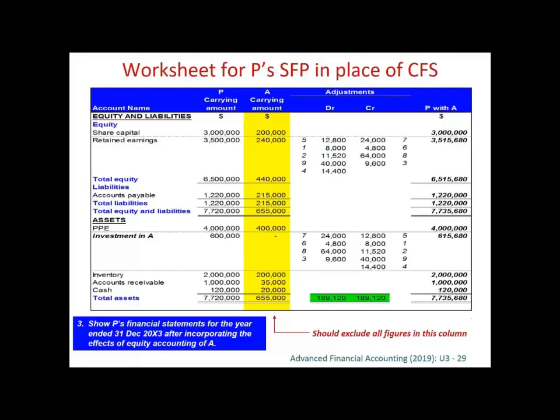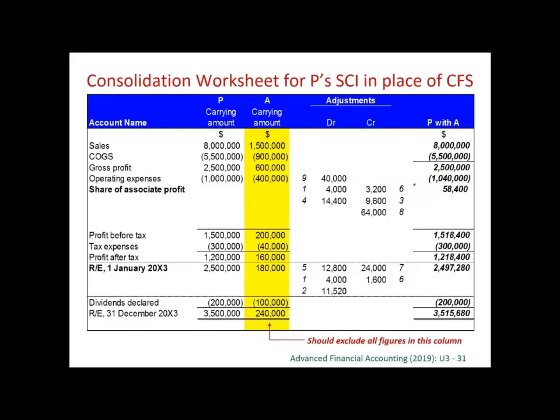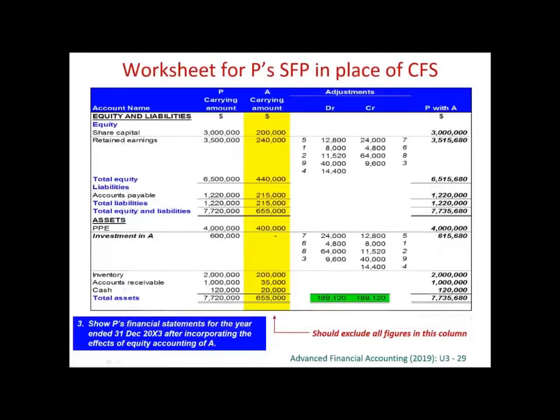Okay, so this is the balance sheet. If the question asks for the income statement and the statement of retained earnings, this is what you have to post as well. After you post all this debit and credit and the total figures here, you should be able to get the closing retained earnings. The closing retained earnings is 3,515,680. You can copy this closing retained earnings to the balance sheet, right?